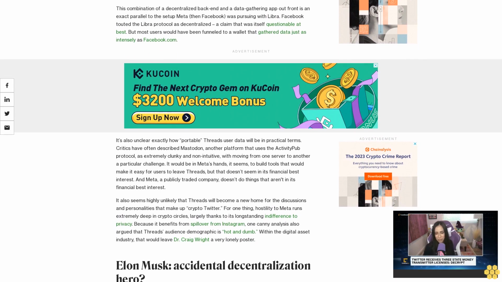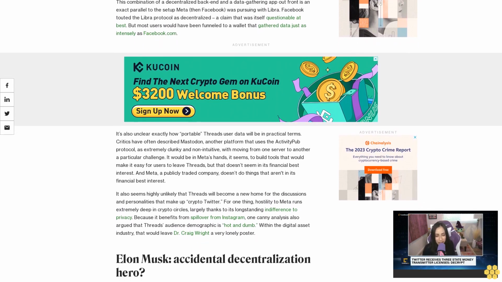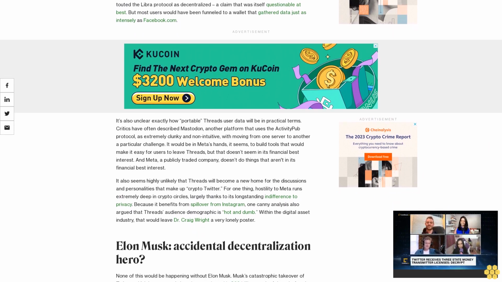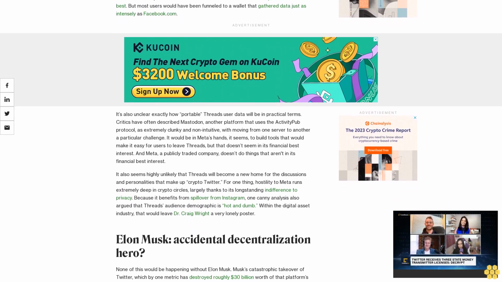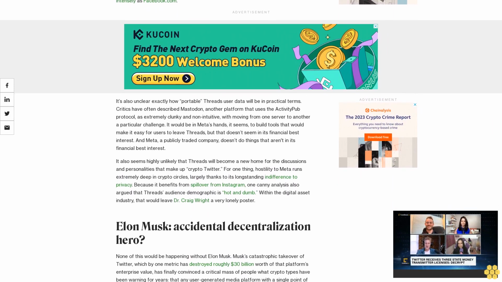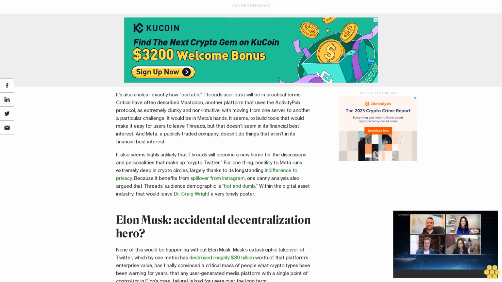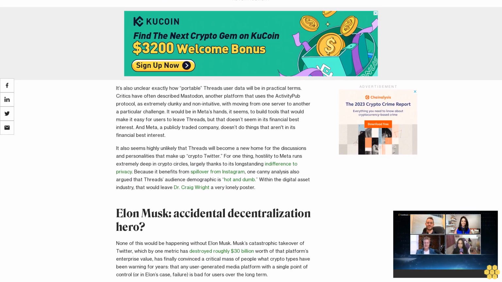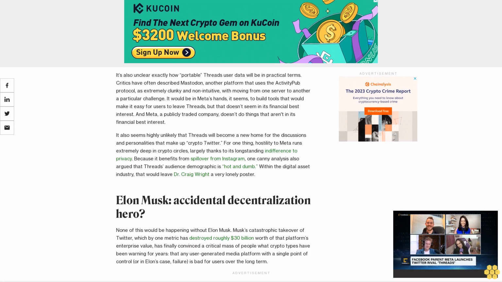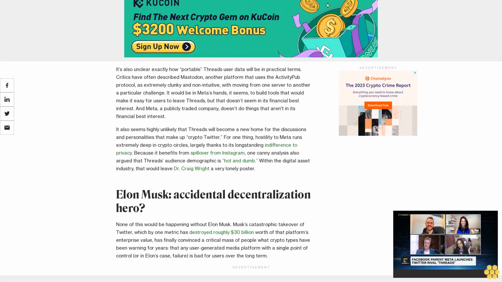It also seems highly unlikely that Threads will become a new home for the discussions and personalities that make up crypto Twitter. For one thing, hostility to Meta runs extremely deep in crypto circles, largely thanks to its long-standing indifference to privacy. Because it benefits from spillover from Instagram, one canny analysis also argued that Threads' audience demographic is hot and dumb. Within the digital asset industry, that would leave Dr. Craig Wright a very lonely poster.